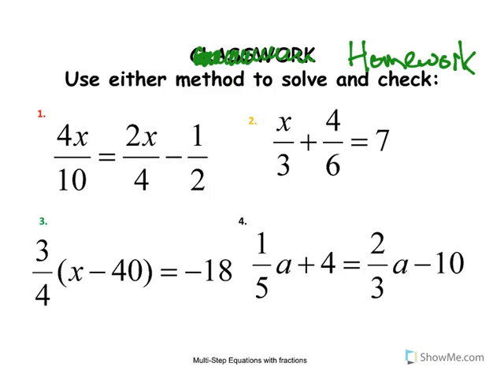Number 3, if you want to use that little shortcut I told you before to multiply by 4/3 at the beginning, you can try it out. Just make sure your answer checks, but I would probably just distribute. And number 4 is similar to, I believe, the second one that we did here today. Your common denominator is 15. You can multiply that to clear the fractions.